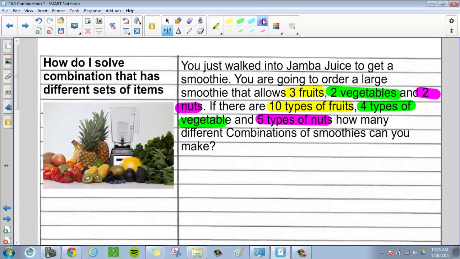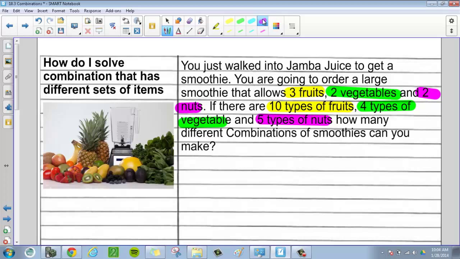Well, what you have to do when you solve a problem like this is figure out how many different combinations there are for each different set: the fruits, the vegetables, and the nuts. And then just multiply it all together into one. This is just like using the counting principle, where you ask how many different shirts do you have, how many different pairs of jeans, how many different pairs of shoes, and you multiply those all together to figure out how many different outfits you can put together.